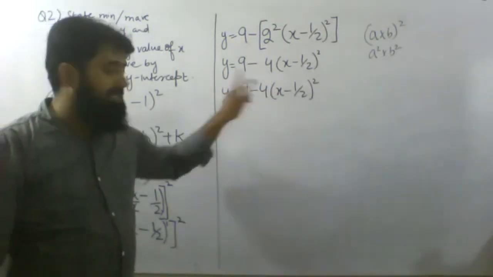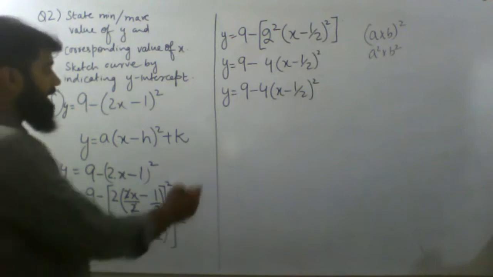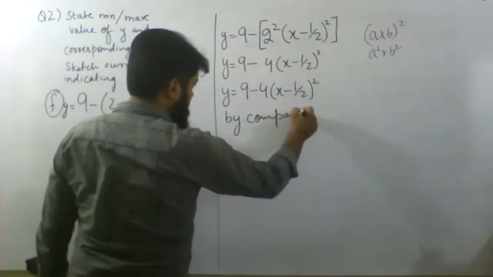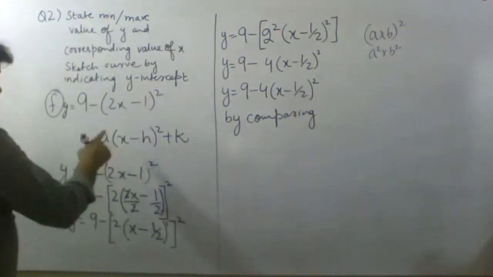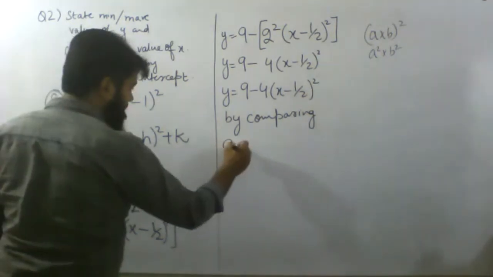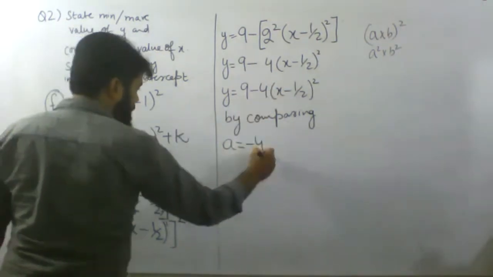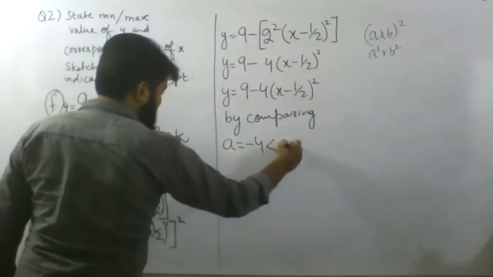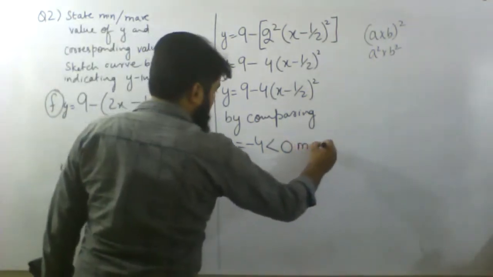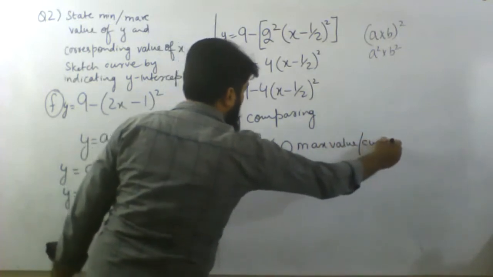The coefficient of x is 1. So now I can do comparison. First of all, outside the bracket is written a, which is being multiplied. Outside the bracket, which is being multiplied, that is minus 4. So it's less than 0, and less than 0 means I will have a maximum value or a maximum curve.